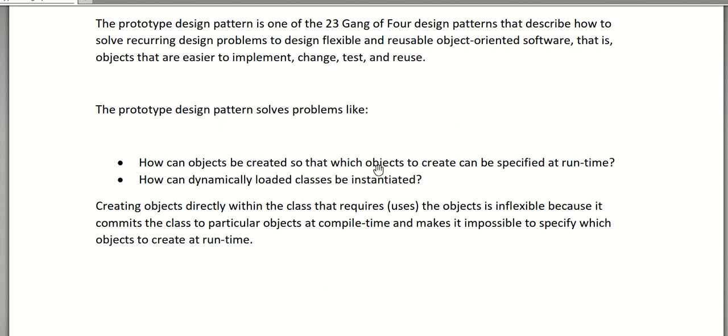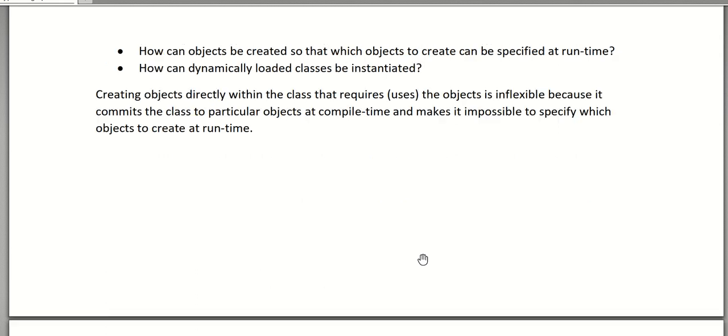And second point, how can dynamically loaded classes be instantiated? Creating objects directly within the class that requires the object is inflexible because it commits the class to particular objects at compile time and makes it impossible to specify which object to create at the runtime. That's also one reason why we go for the prototype design pattern.